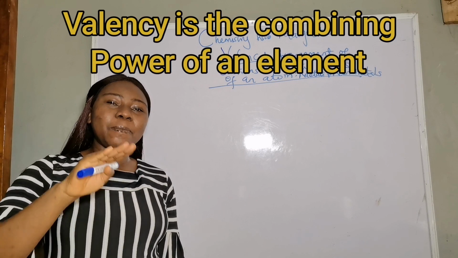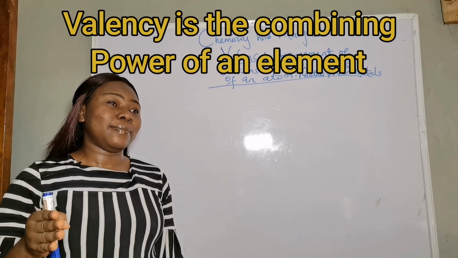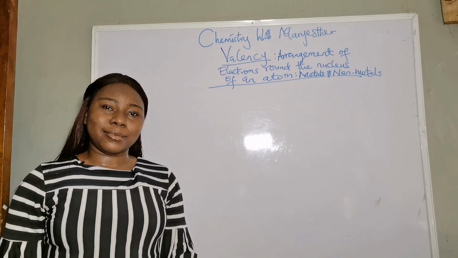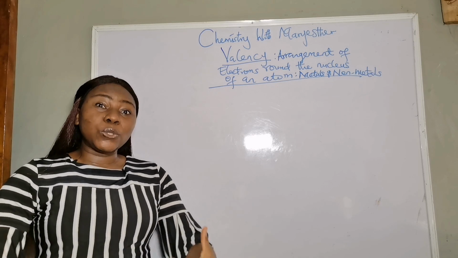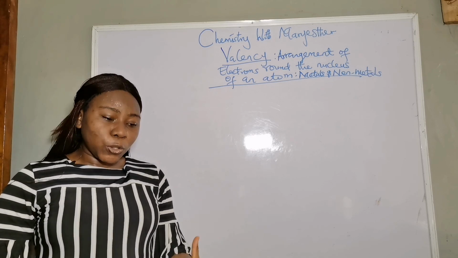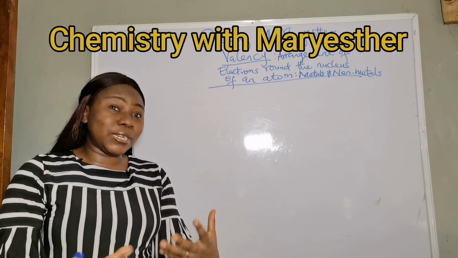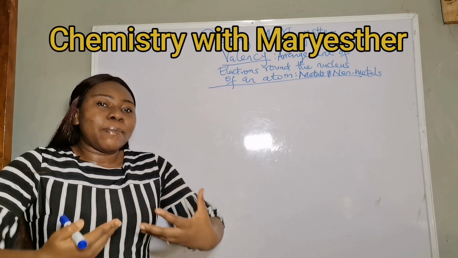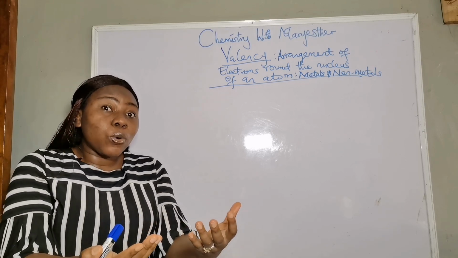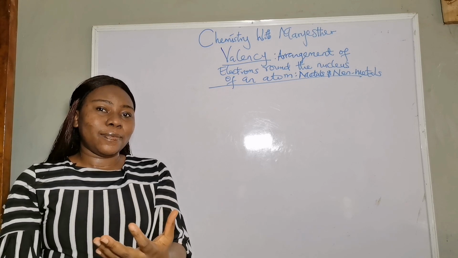Valency is the combining power of an element. What authority it has, what it can use to bond, what will give it credibility in bonding. What will the element bring to the table when it wants to bond with another element? That is valency.